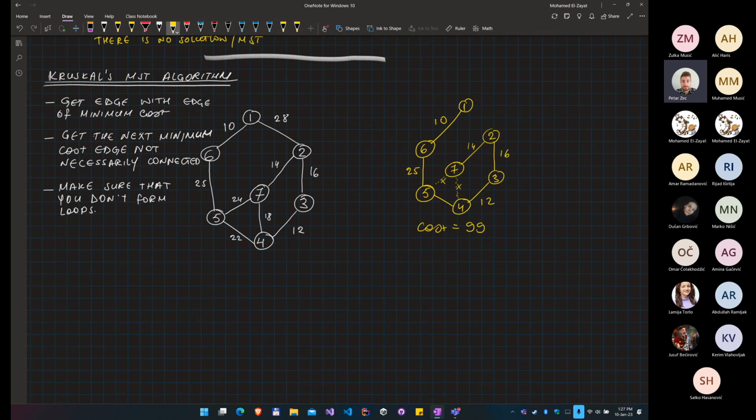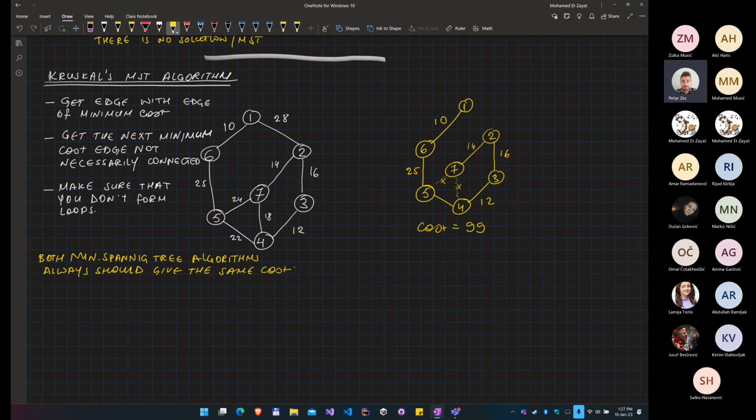That's the first thing. The second thing, which is important, is that both minimum spanning tree algorithms should always give the same cost. And you know why?